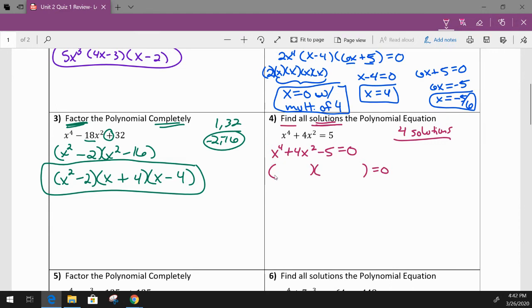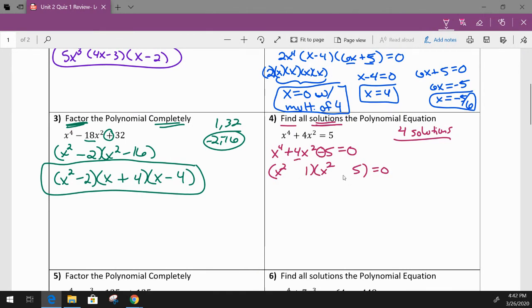Your x to the 4th factors into x to the 4th, and this middle one is x squared. You need these to be x squareds. So once again, I'm trying to find two numbers that multiply together to equal 5, but this time, because it's negative, I think of numbers that have to have a difference of 4. So 1 and 5 are the only factors of 5, and they do have a difference of 4.